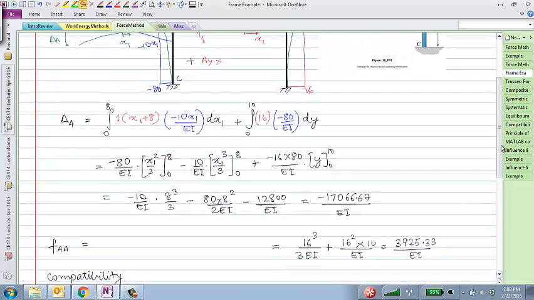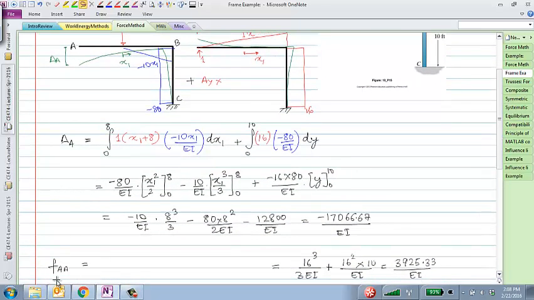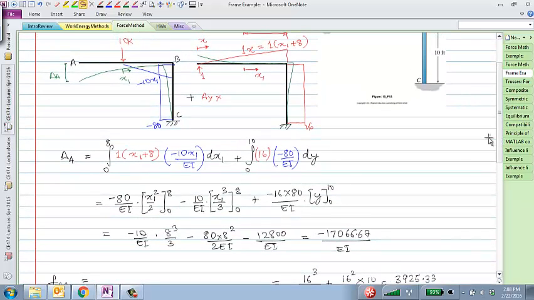Now the second part is to try to figure out what the flexibility at the free tip A is under a unit load at A. Okay. So the first A denotes the displacement at A, the second A denotes the load at A. So how do I find that? How do I find FAA? How can we find displacement at point A due to a unit load at point A?